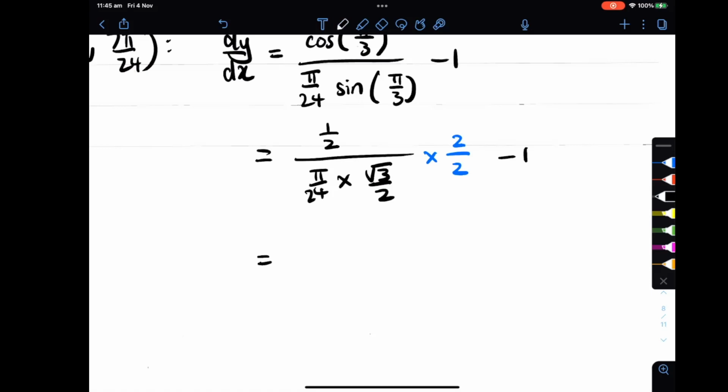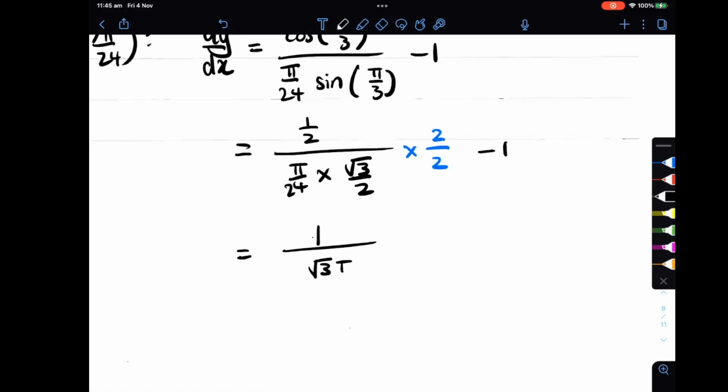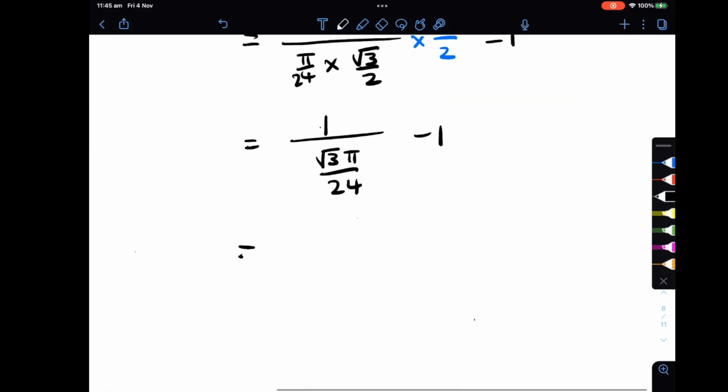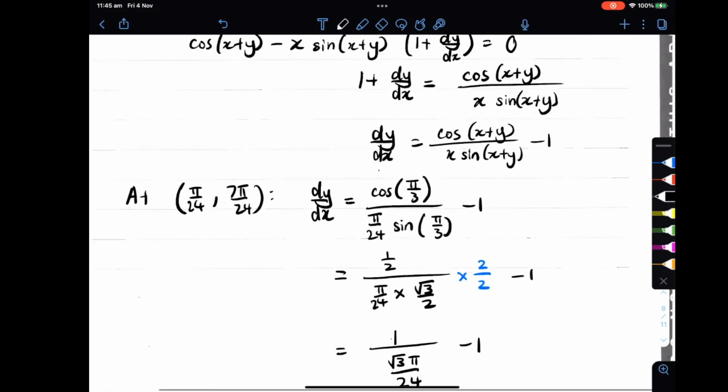Okay, if we do that, the 2 here cancels, so we get 1 on top. And the bottom here, it's just going to become root 3 pi over 24, because these 2's will cancel, minus 1. And if we flip the fraction over, we can get 24 over root 3 pi minus 1. Is that in the form yet?